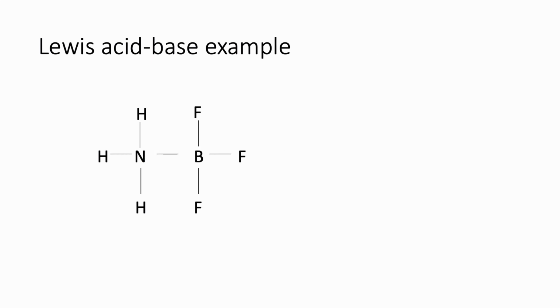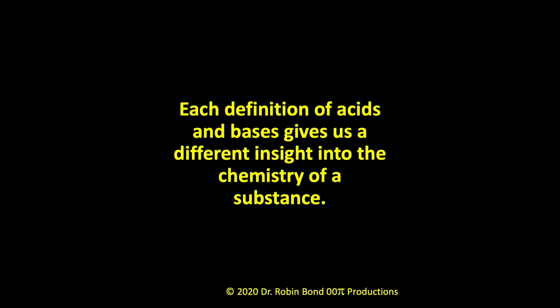We've talked about 3 different definitions of acids and bases today. The reason we have 3 different definitions is that each gives us a different insight into how a substance will behave in the presence of other substances. Again, Arrhenius acids produce H+ in solution, and bases produce OH-. We have Bronsted-Lowry, where acids are the proton donors and bases are the proton acceptors. And then we have Lewis, where acids are the electron pair acceptors and bases are the electron pair donors.